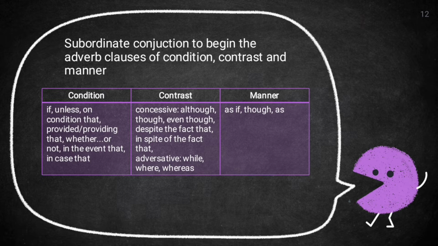And in contrast, you can use subordinating conjunctions of two kinds: concessive and adversative. First, concessive: although, though, even though, despite the fact that, in spite of the fact that. And in the adversative, you can use while, where, and whereas. And for adverb clauses of manner, you can use the subordinating conjunctions as if, as though, and as.